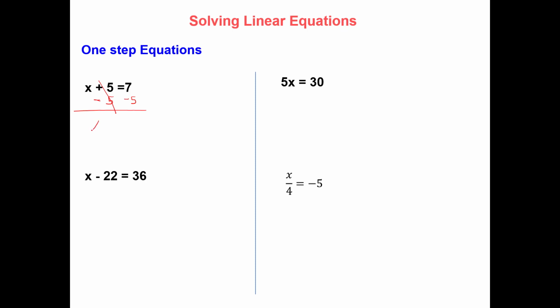Let's cancel out, and you have x. 7 minus 5 will be 2. x equals 2. Just one step.